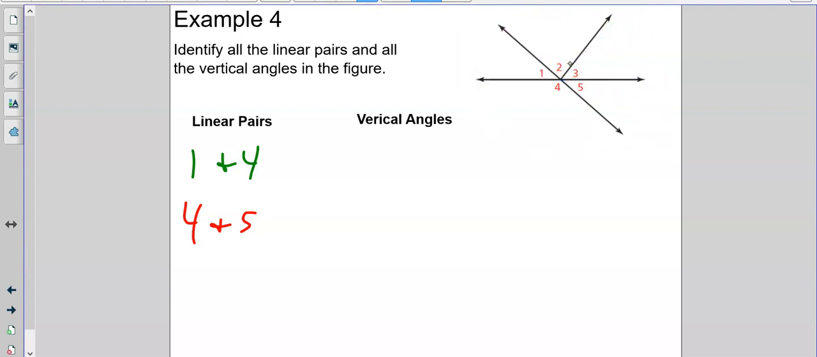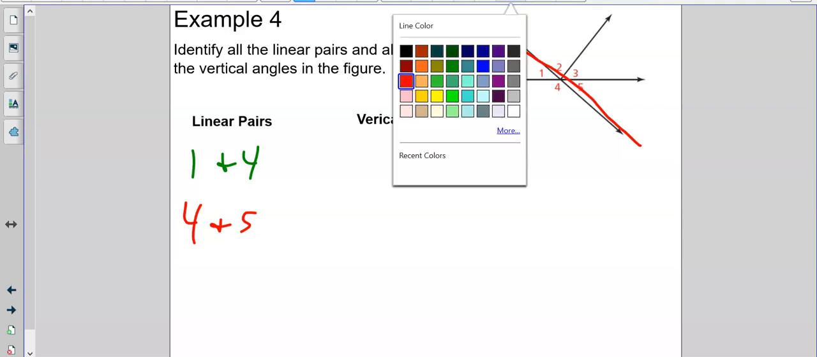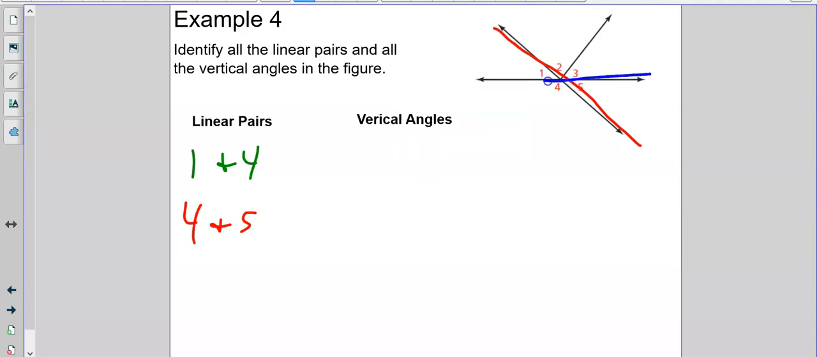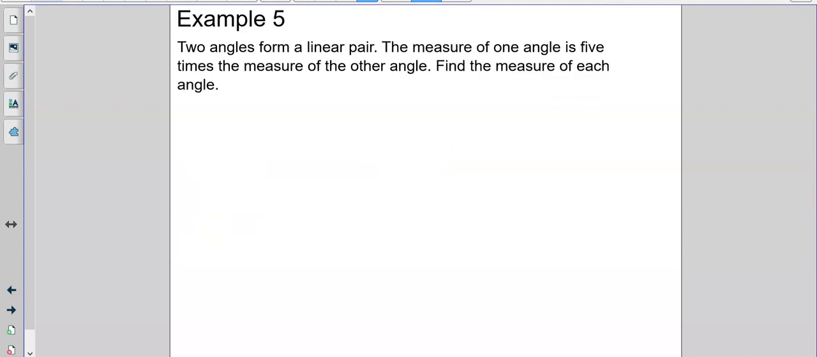Now, vertical angles. We've got to try to find an X in here. So if we go in here and look at this line and this line, we have an X. And therefore, we have this angle and this angle, 1 and 5. Those are vertical angles, and that's our only choice for vertical angles there.